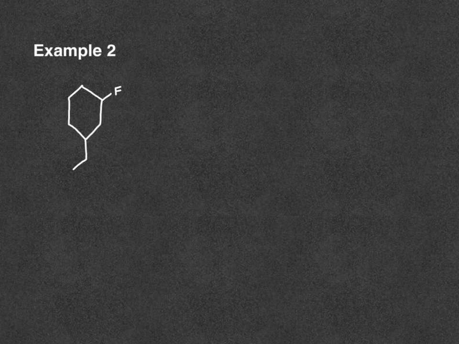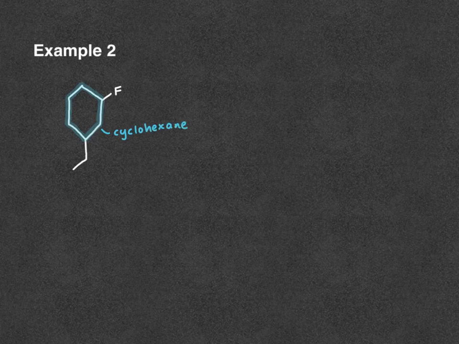In this case, our parent chain is a cycloalkane, and we have both an alkyl group and a halogen off of the main chain. So same as last time, we're going to start by identifying our parent chain. In this case, it is cyclohexane. We need to identify our 2 groups. So we have a fluoro and an ethyl.